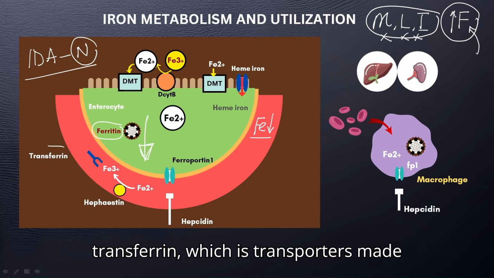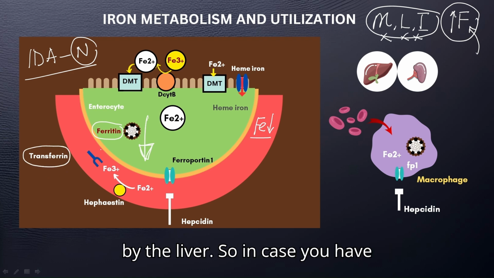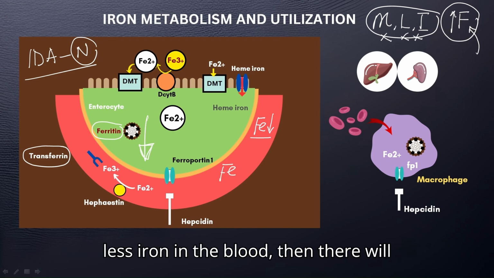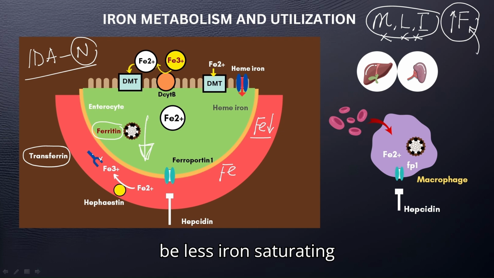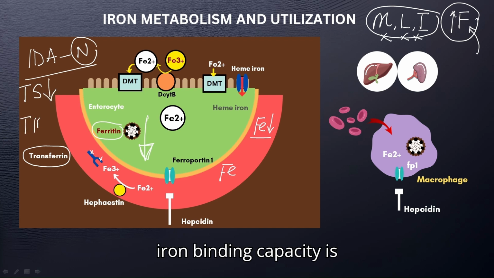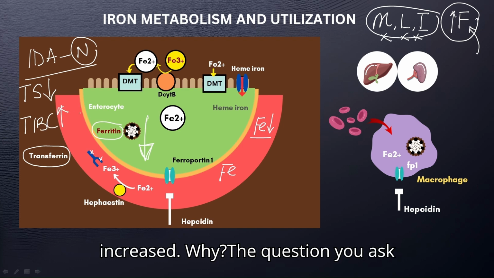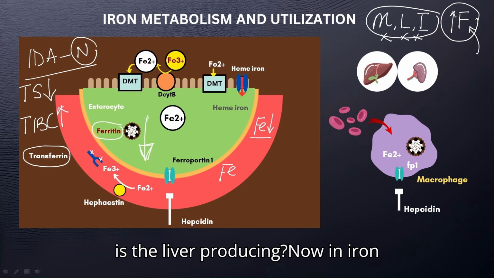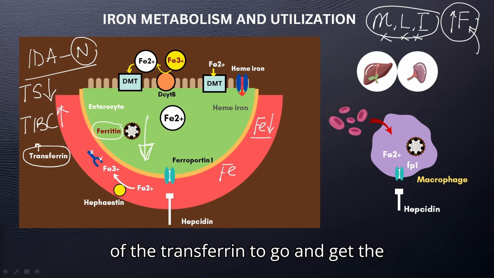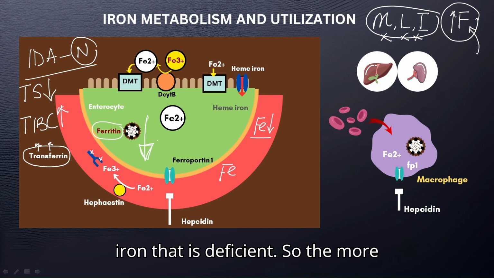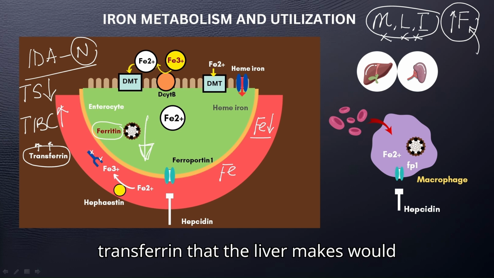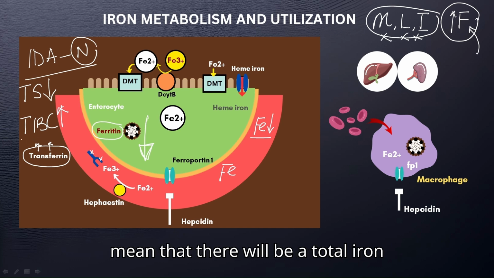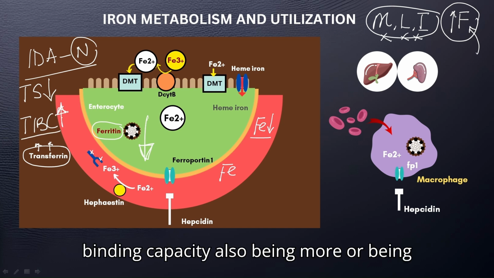So let us take a look at transferrin, which is transporters made by the liver. So in case you have less iron in the blood, then there will be less iron saturating the transferrin transporter. Hence, transferrin saturation would also decrease. And then total iron binding capacity is increased. Why? The question you ask yourself is how much transferrin is the liver producing? Now, in iron deficiency anemia, the liver makes a lot of the transferrin to go and get the iron that is deficient. So the more transferrin that the liver makes would mean that there will be a total iron binding capacity also being increased.